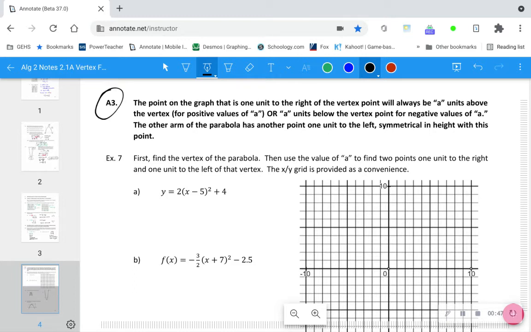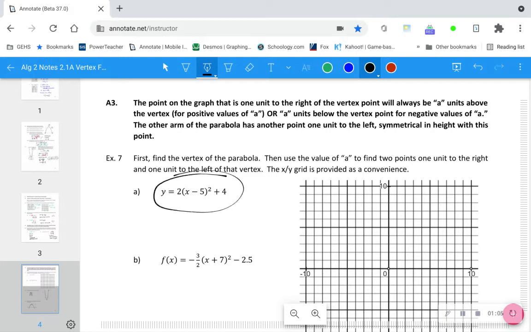What does a do? The point on the graph that is 1 to the right of the vertex and on the graph will always be a units above or below that vertex. So depending on whether you got a positive or negative one. So let me explain here.